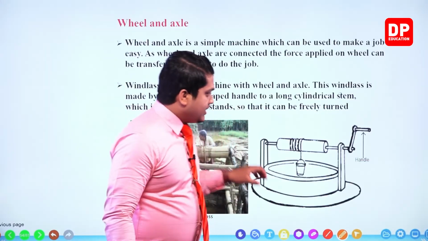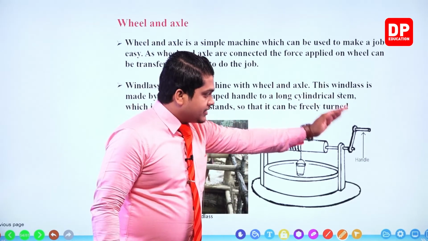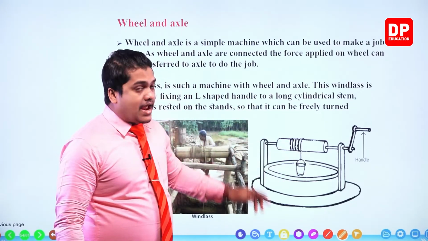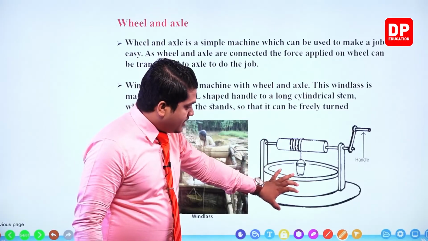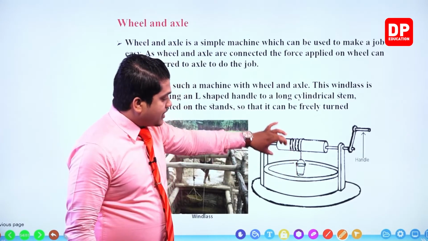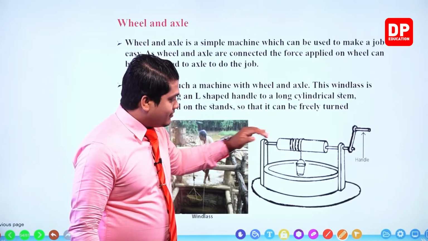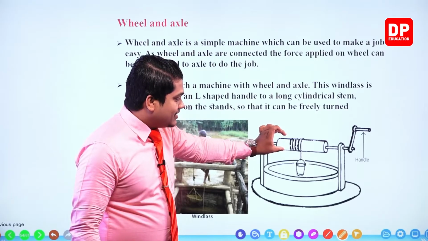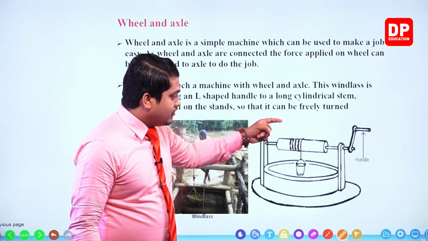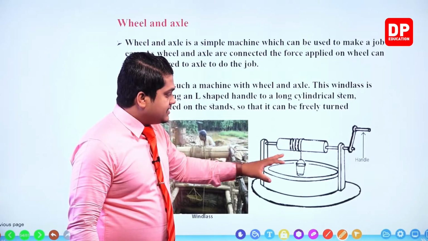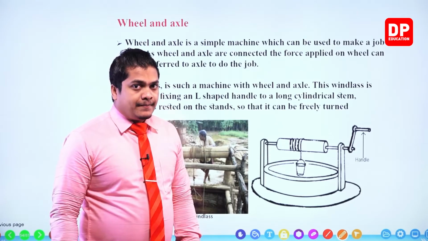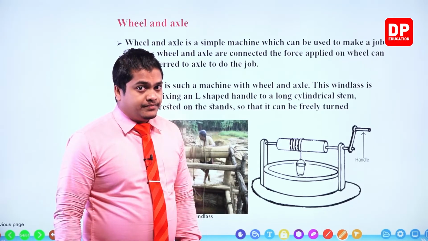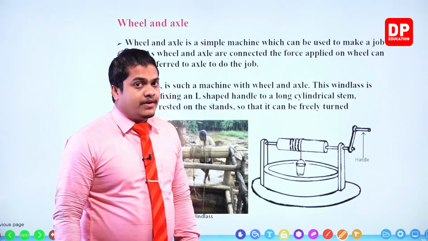So, when it is rotating like this, the distance the load travels is equal to the circumference of the stem, just as the effort travels the circumference of the handle. When the bucket is coming upward, the rope is winding around the stem. The cylindrical stem has a certain circumference, and that circumference is equal to the distance or displacement traveled by the load.